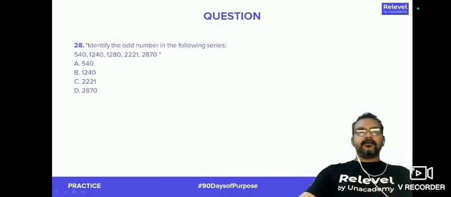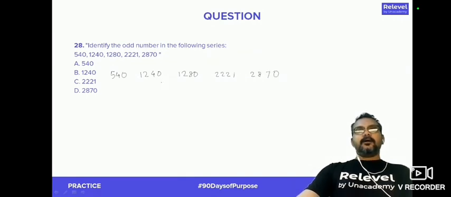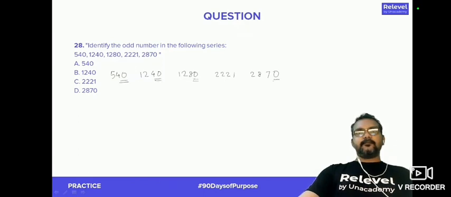28. You have to figure out the odd one of this: 540, 1240, 1280, 2221 and 2870. As you can see clearly, the easiest way to identify is all of these are multiples of 10, except this one. So clearly, by simple observation, the answer has to be option C.